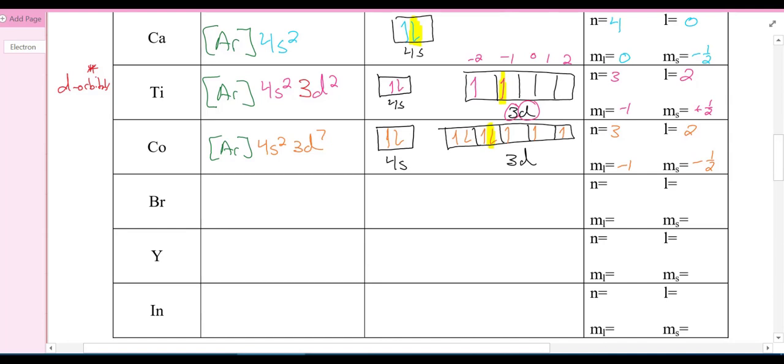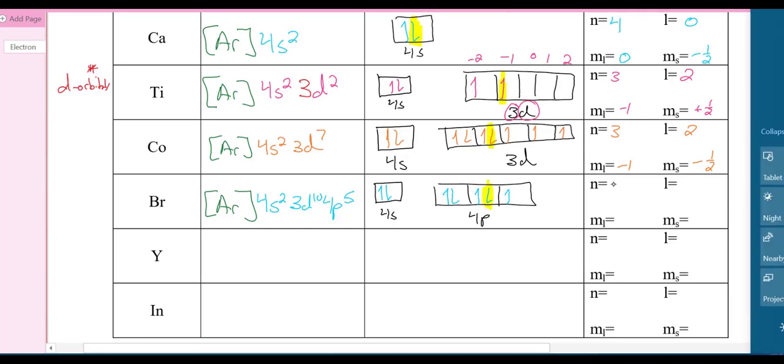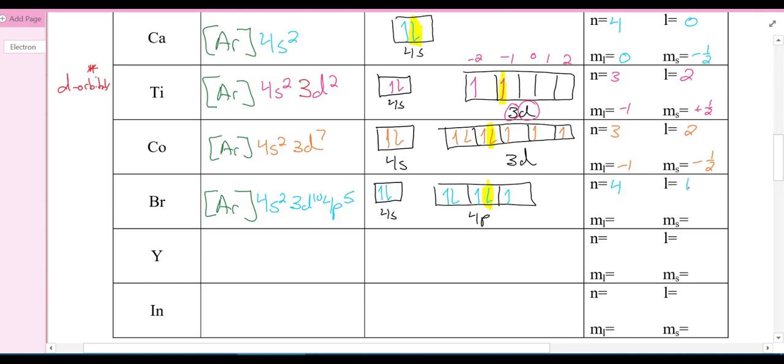Alright, a couple more. We got bromine. Bromine would be, noble gas-wise, still argon. Alright. And we got 4s2, 3d10, 4p5. Right, that's bromine. So 4s, now technically, and 4p. The d's are technically not valence, right? We just did them so I can show you the quantum numbers. Alright, so 4s and 4p, up, down, and then 1, 2, 3, 4, 5. There we go. This guy. So N is 4. L, p orbital, 1. Negative 1, 0, 1. So M sub L is 0. And MS would be minus 1/2.